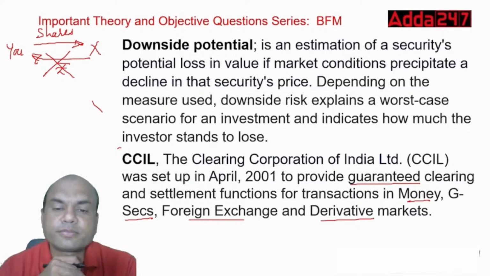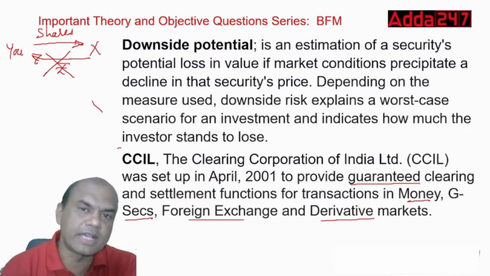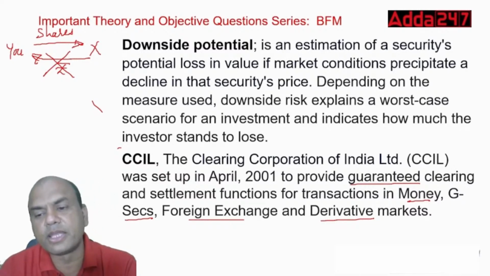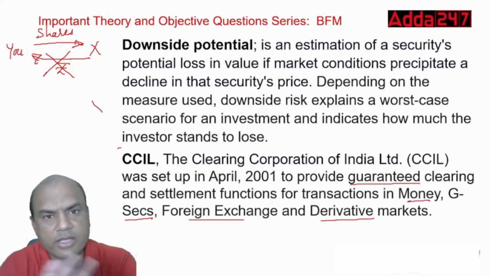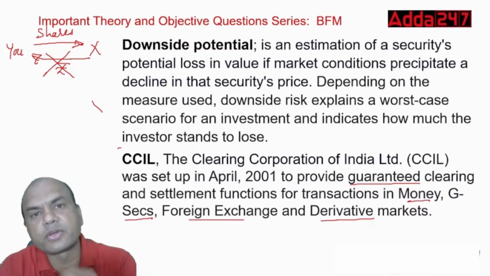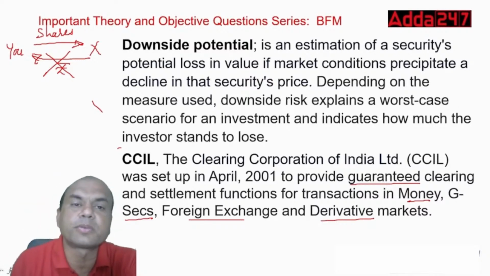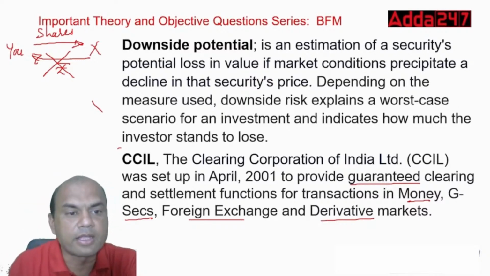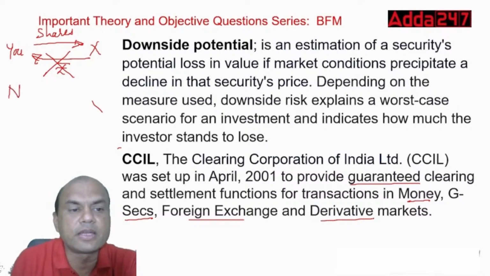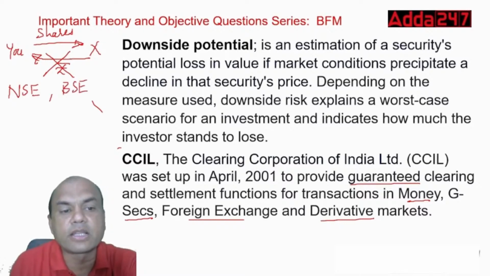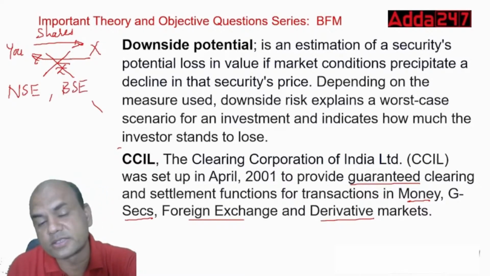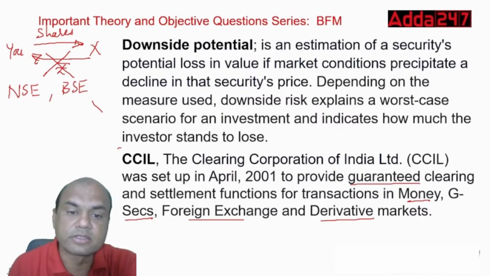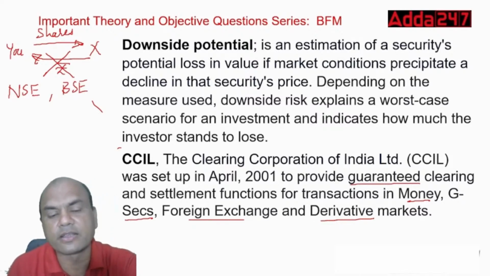Yeah, who takes care? Because here CCIL is very clear. CCIL covers money, government securities, foreign exchange, and derivatives markets. Does it say anything about shares? No. So who talks about shares then? Correct. NSE and BSE, these stock exchanges take care of the settlement risk of the shares. And for everything else, there is CCI.